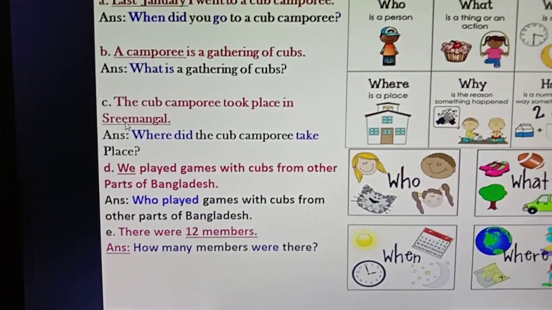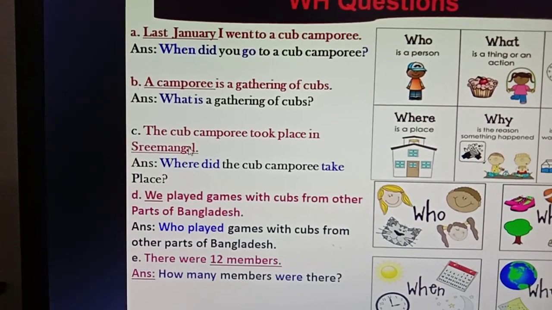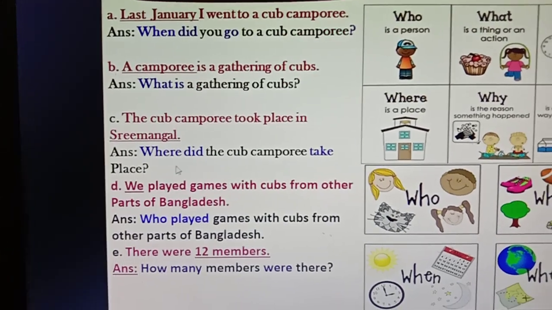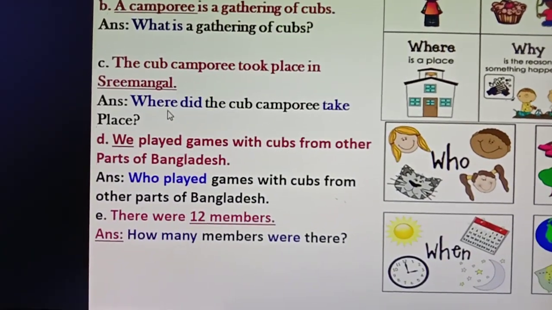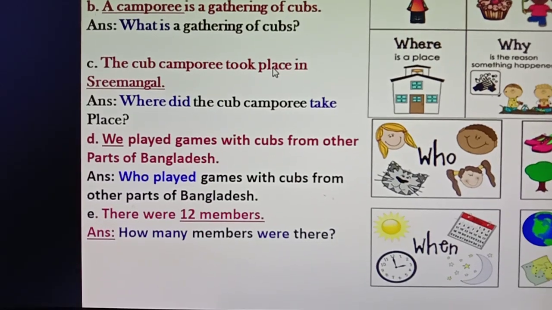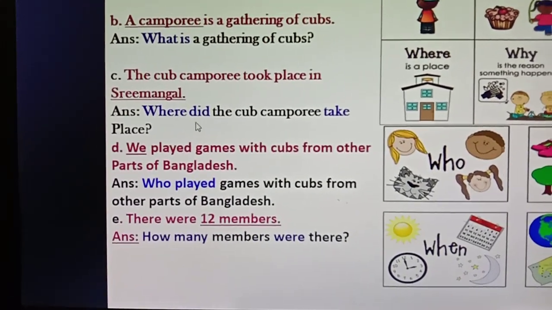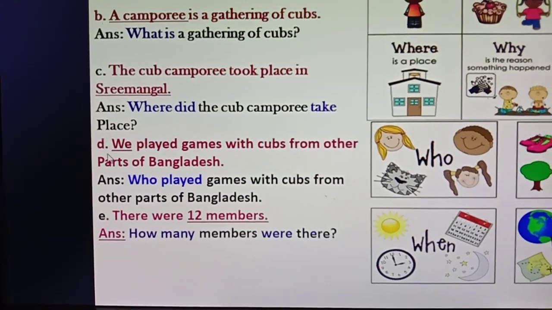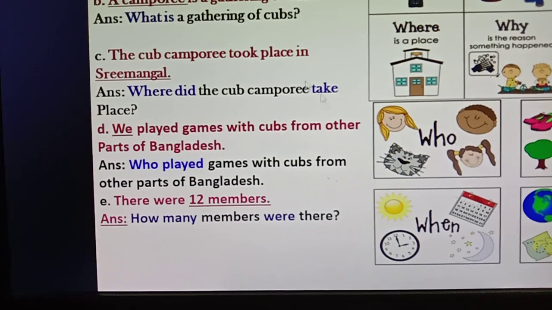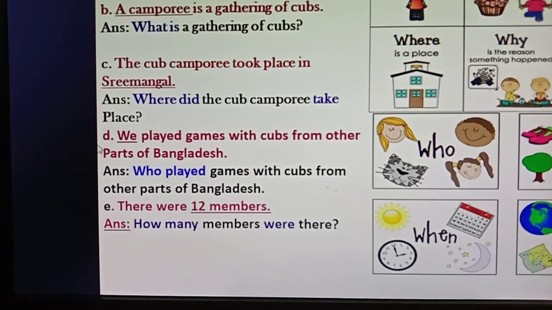So now we are going for number C, that is: the Cup Camporee took place in Srimangal. So boys, Srimangal indicates the place, that's why we are going to use here where. And as this is in the past tense, we have to use the auxiliary verb did. Okay, so where did the Cup Camporee take place? But you can see that I have used the base form of the verb take. Okay, where did the Cup Camporee take place?